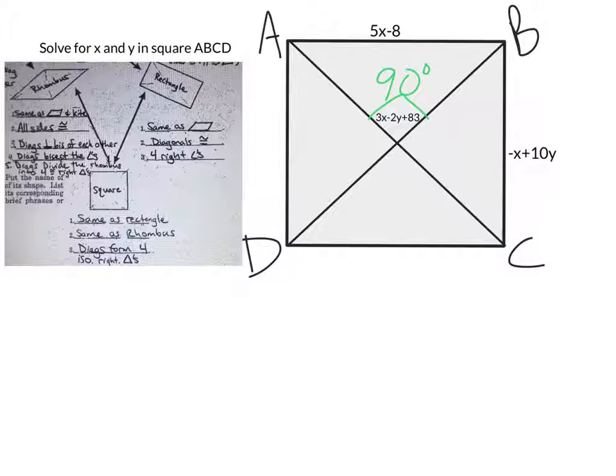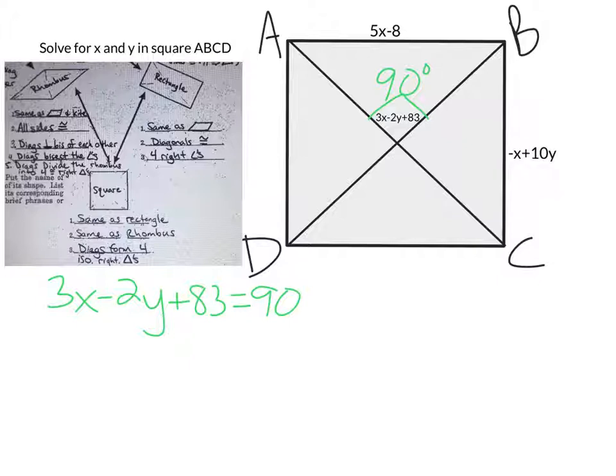So it looks like I could probably set up an equation here with that information. I know that 3x minus 2y plus 83 is equal to 90, right? That angle right there is equal to the 90, all right? So this is not really like an application type math situation. This is much more of an algebra type situation that you'll encounter more and more as we go on through this semester and also into your Algebra 2 class next year.